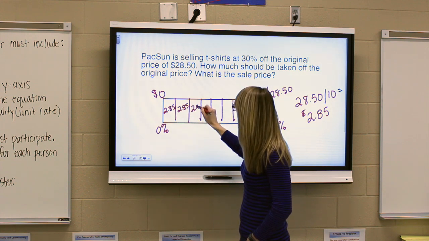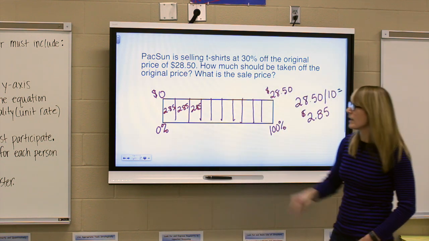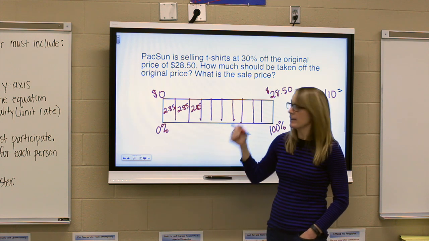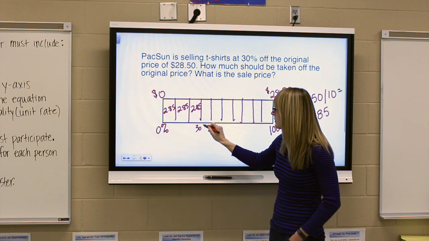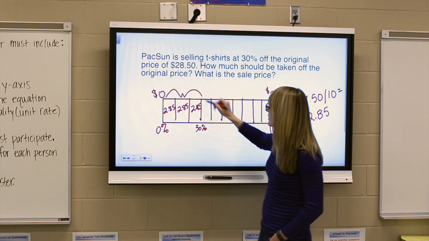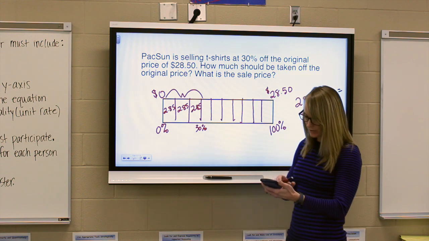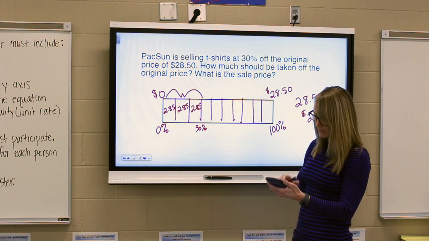And I'm going to stop here just because I know the question is telling me that it's 30% off. So 10, 20, 30% right there is all I need. This is my discount. So I'm going to grab my calculator here and just take $2.85 times 3.